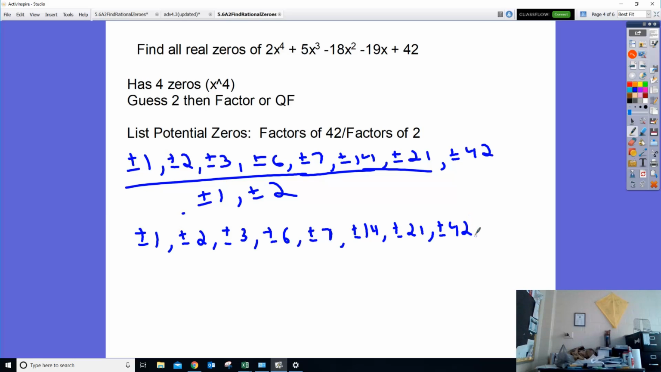The second half of this list won't be that long, because some of those things repeat. There's no point writing it twice. Half that's new. The 1/2 comes from 1 divided by 2. 2 divided by 2 is 1, so that's already there. 3/2 is new. 6 over 2 is 3, that's listed. 7/2 is new. 14 over 2 is 7, that's already in there. 21 over 2 is new. And 42 over 2 is 21. So this is what you get to pick from.